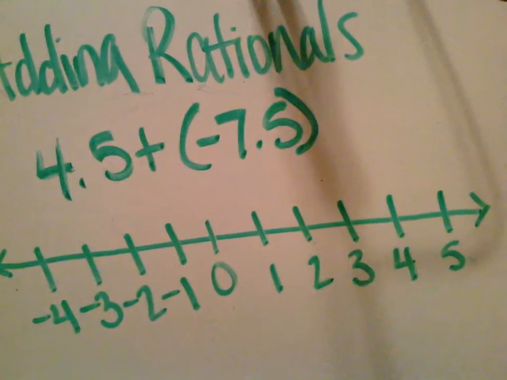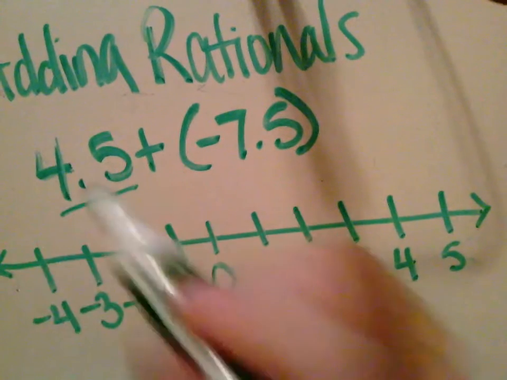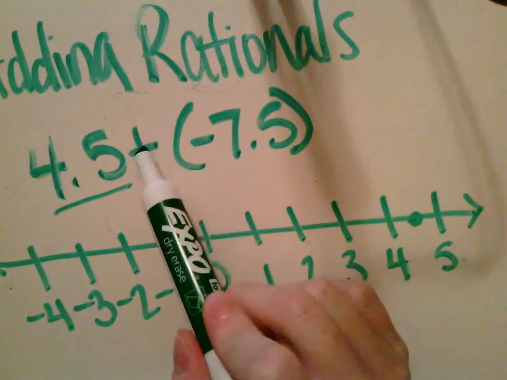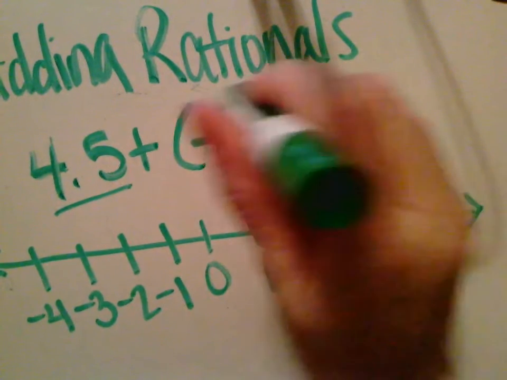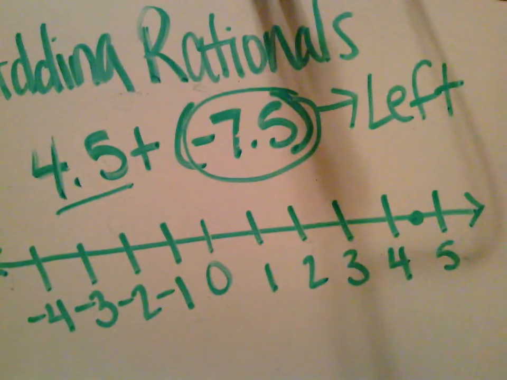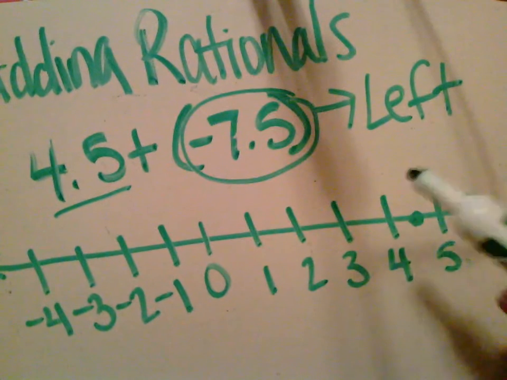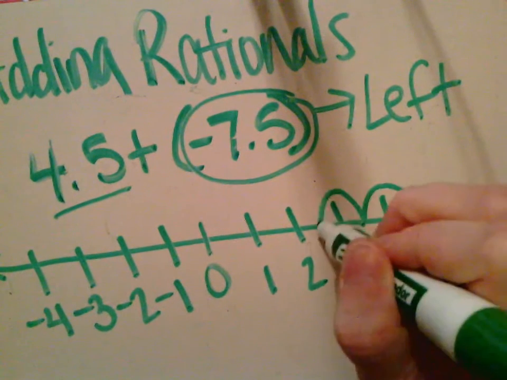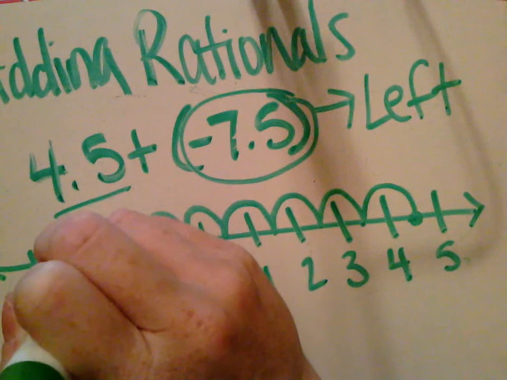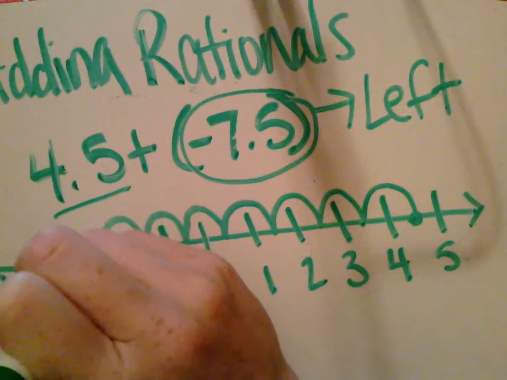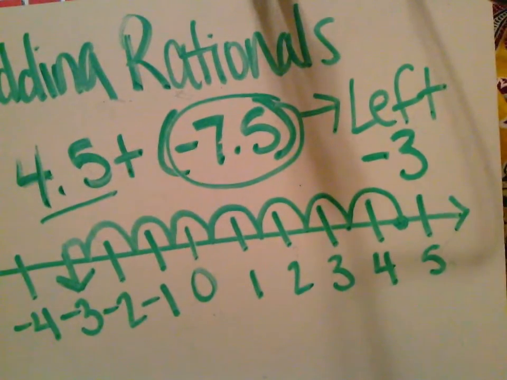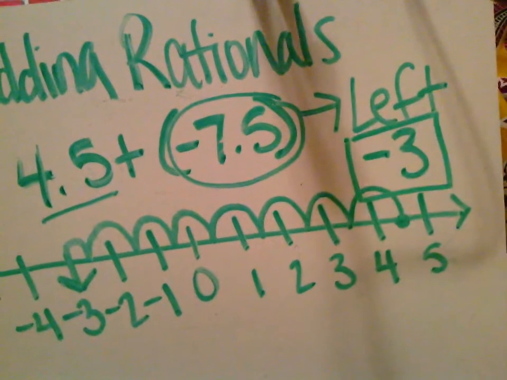Draw it. Okay, so here's your number line. You're starting at 4.5, so we're right here. Now we're adding a negative, so this means to go left because it is a negative. So we're going to go backwards 7.5. So this is 1, 2, 3, 4, 5, 6, 7, and then here's our half. So the answer to this one would be -3. Okay.